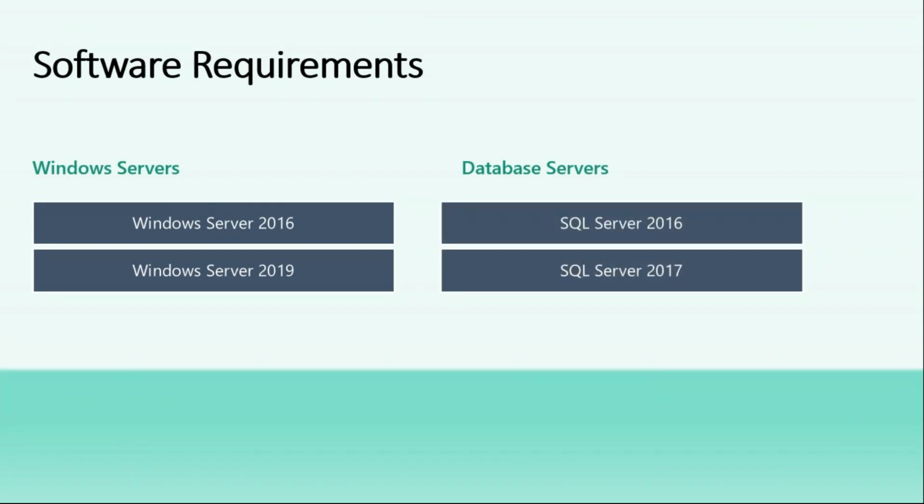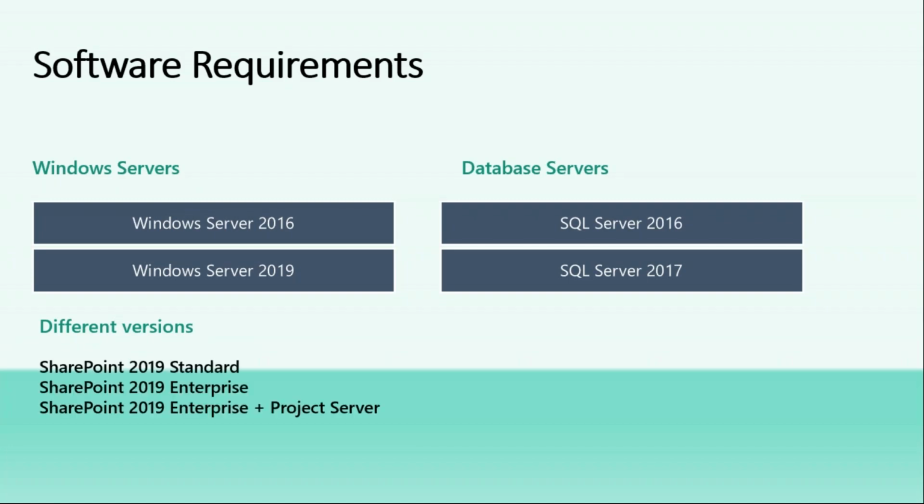Software requirements. So these are the software requirements. We have Windows Server 2016 as well as Windows Server 2019, which would be the underlying operating system if you want to install SharePoint Server 2019. When it comes to the database, the backend SQL should be either SQL Server 2016 or SQL Server 2017. And of course, it has different versions.